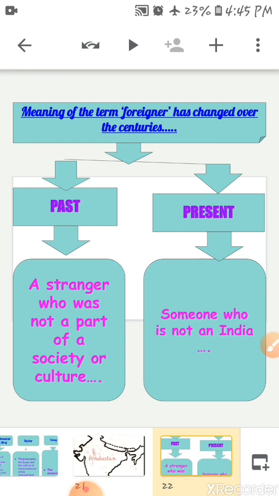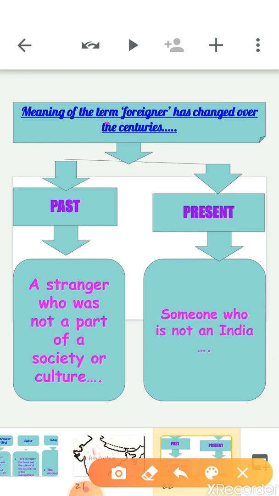Okay, let's take one more example to understand the change of new and old terminology. Here we take the example of the term foreigner. The meaning of the term foreigner has changed over the centuries, right? How? Basically, at present someone who is not an Indian is considered a foreigner, right? But do you know, students, in the medieval time period, the term foreigner was used for someone who is not a part of our society or culture.